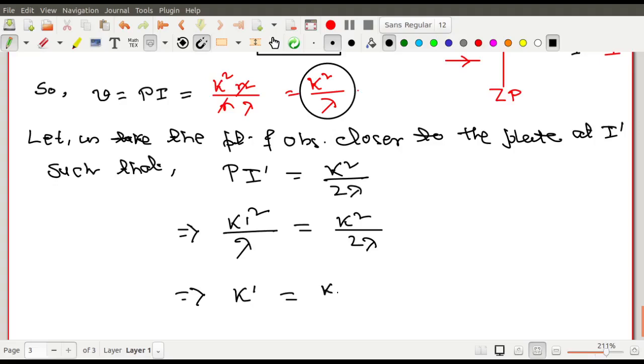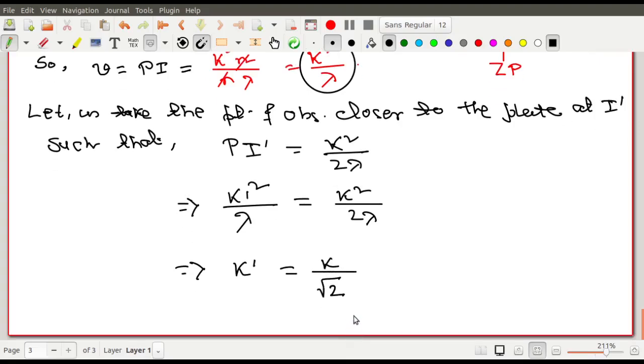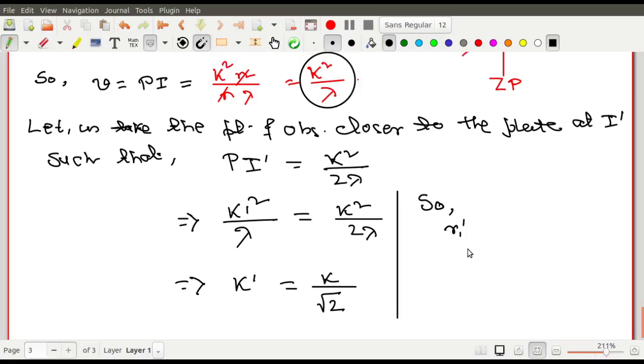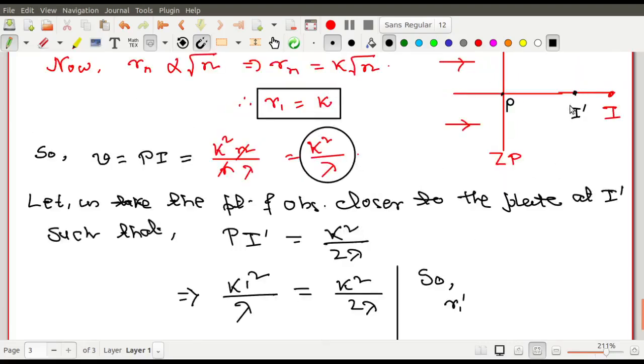So from here you can write it safely that k dash is equal to k by root over 2. So k dash equals k by root 2. You can write it over here, right? Understood? Then what will be the value of r1 dash from here? This is with respect to the dashed point, so now you have to write it with dash.